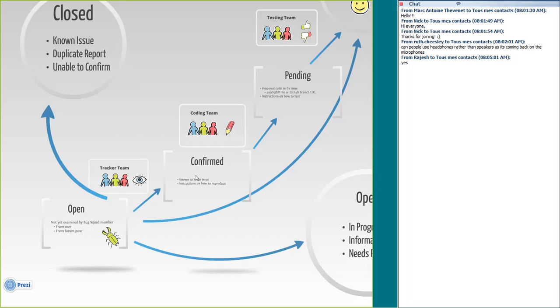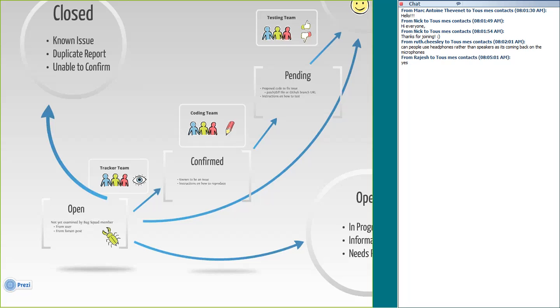Okay, and so if there's a bug report that's open, you look at it, it's straight, yes, you can see the bug, and yes, you agree it's a bug, and it's not already in the tracker, then it would be changed to confirmed.